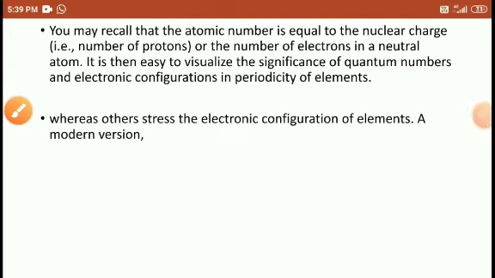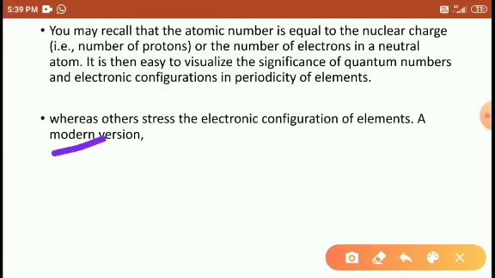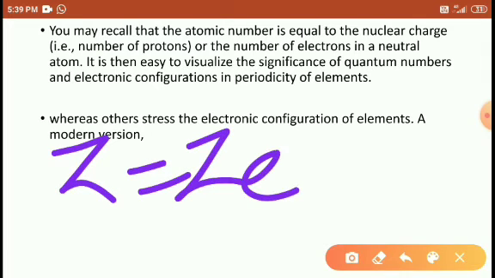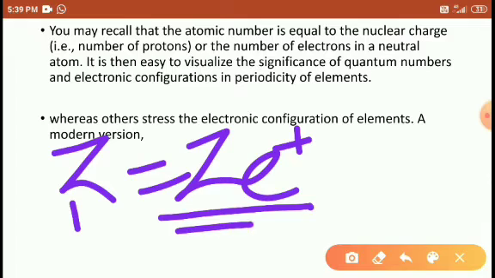Here, students, the atomic number is nothing but the nuclear charge. Atomic number is equal to the nuclear charge. Already we have discussed, atomic number is denoted by Z. Nuclear charge is denoted by Z. Right, students?